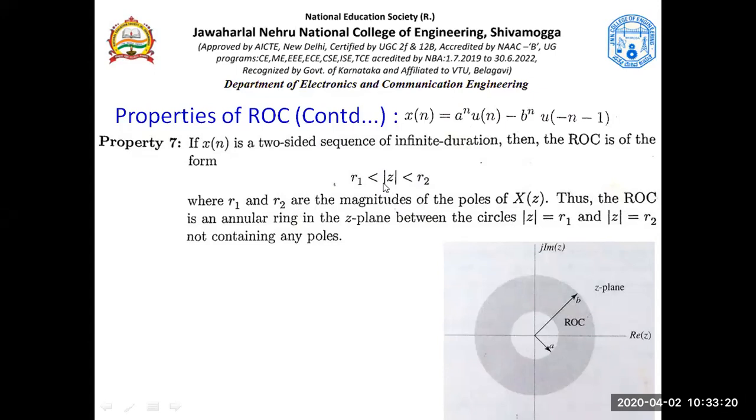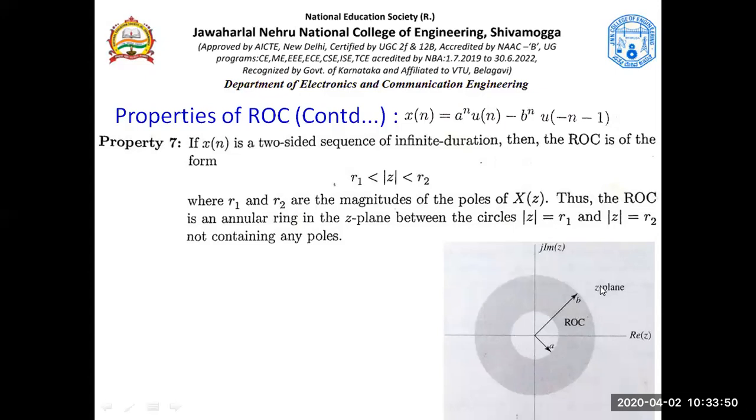Okay, I repeat again, what is this circle called? Till now we said this is the circle with radius A. What is A? A is the pole. Understand? So we drew a circle with A as the radius. Now what would you say? Draw a circle with R1 as the radius. Draw a circle with R2 as the radius. That is what you'll be saying.